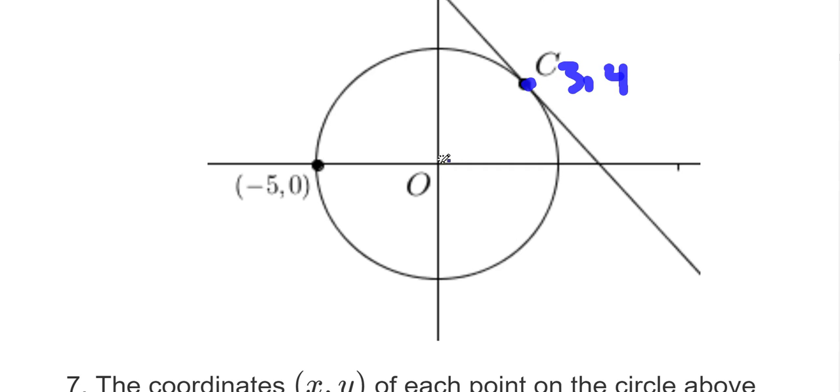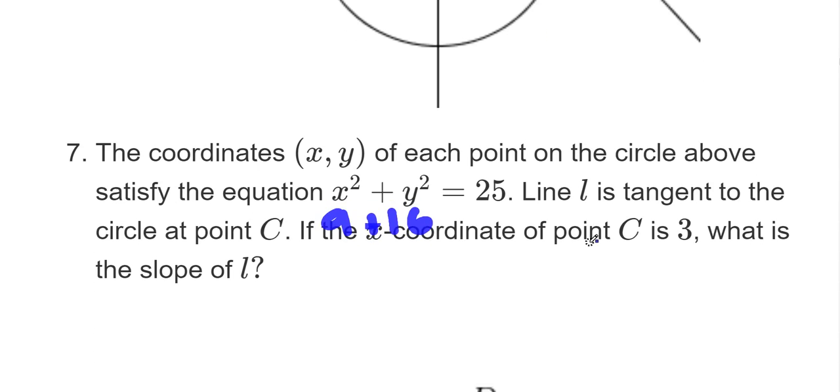Okay, so what's the slope? I go up 4, right 3. So this line right here has a slope of 4/3. And remember, tangent lines form a 90-degree angle, right? So this right here has to be a 90-degree angle. Since this slope is 4/3, if lines are perpendicular to each other, their slopes are negative reciprocals, okay? So if this line has a slope of 4/3, this one has to have a slope of negative 3/4.